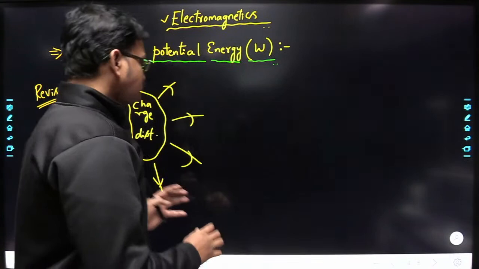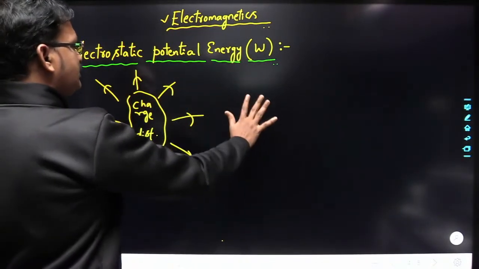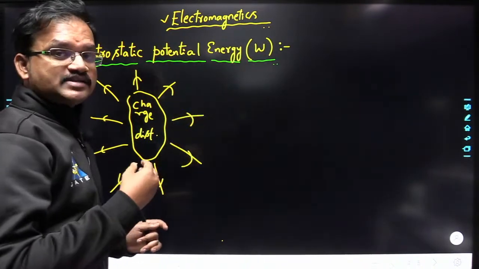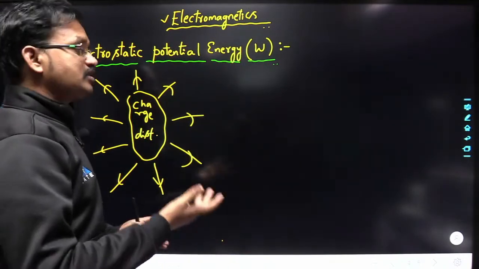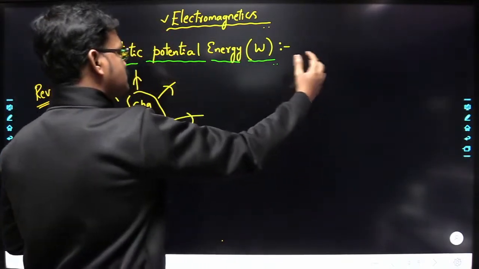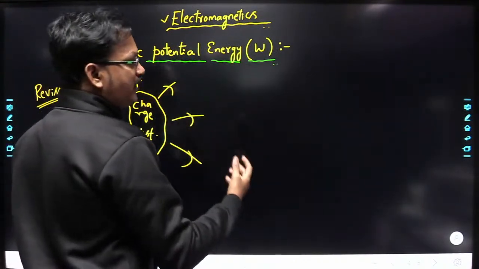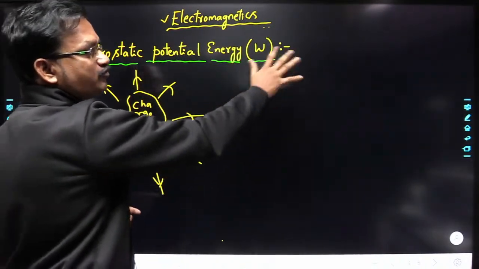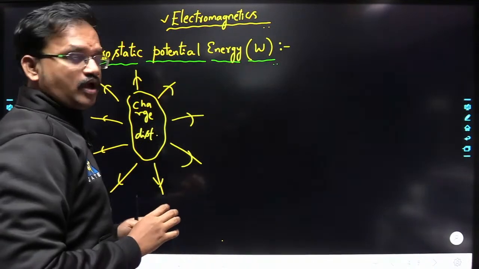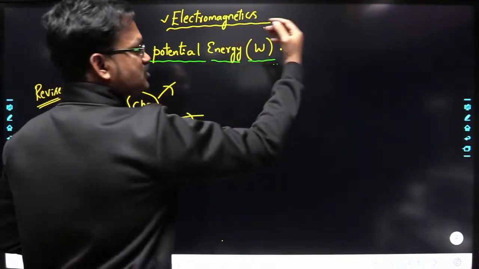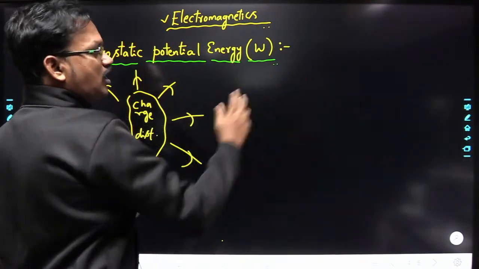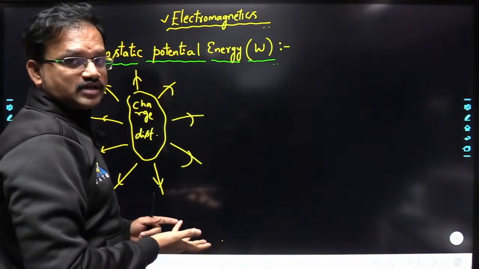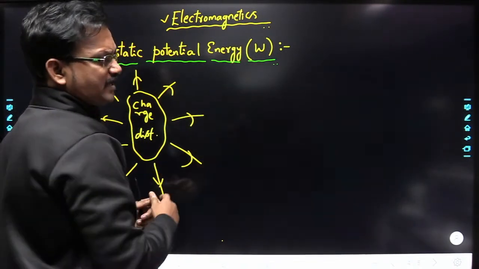Whatever field is set up by this charge distribution, what is that field going to do? That field is going to exert forces on other charges. If you try to bring any other charge into this field region, then this field is going to exert a force on that charge. If the charge distribution and the charge that I am taking into this field are of the same polarity, then this charge is going to experience a repulsive force.